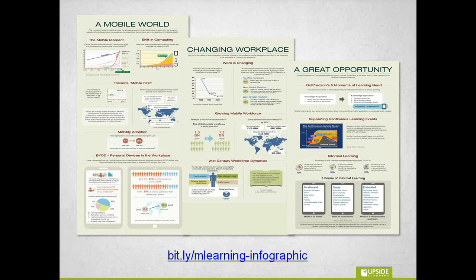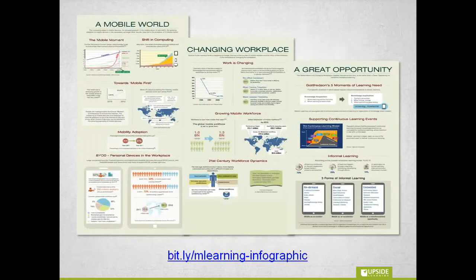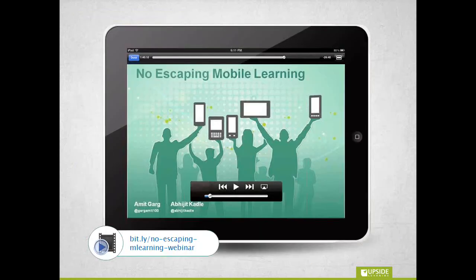You were doing most of the workplace learning for the first 2 instances of Gottfredson's 5 moments of learning need. Now you can also do something for the last 3 because of mobile devices being available. And it helps in carrying forward social and informal learning and really helping create an environment where employees and staff can learn continuously, almost on a daily basis from their peers, from their social networks.